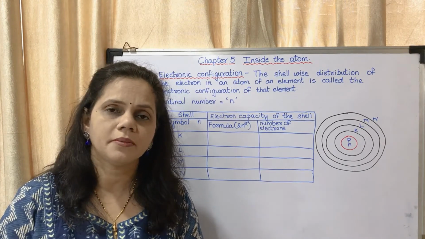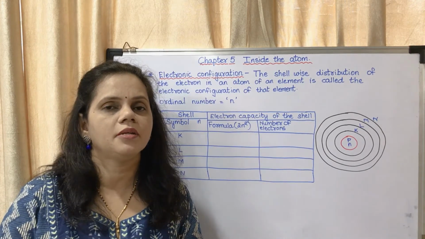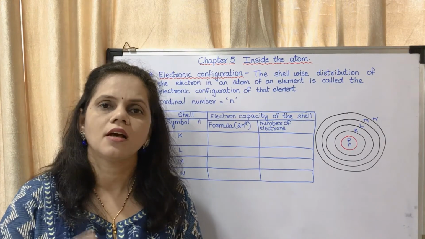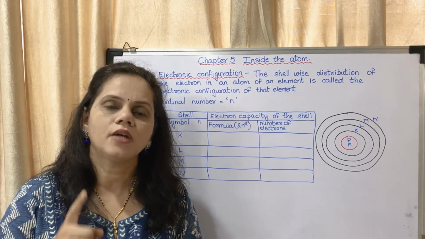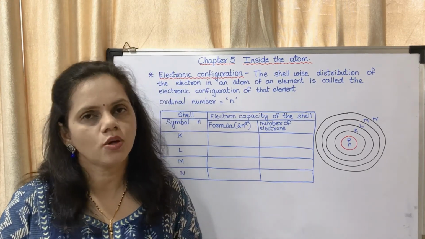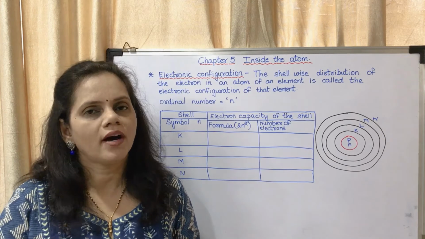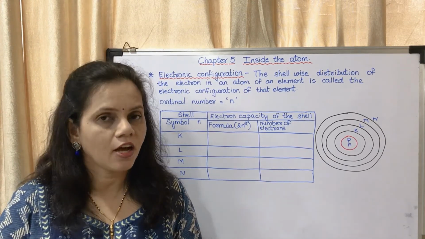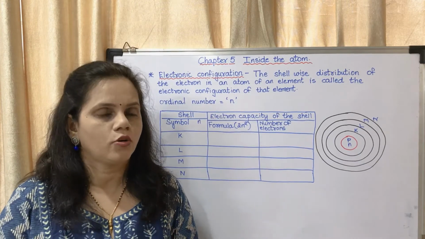What about the minimum number of electrons? The minimum number of electrons which can be accommodated in K shell is 1. L shell is 1. M shell is 1 and N shell is 1. So minimum 1 electron can be accommodated, and maximum we will see how many electrons can be accommodated.